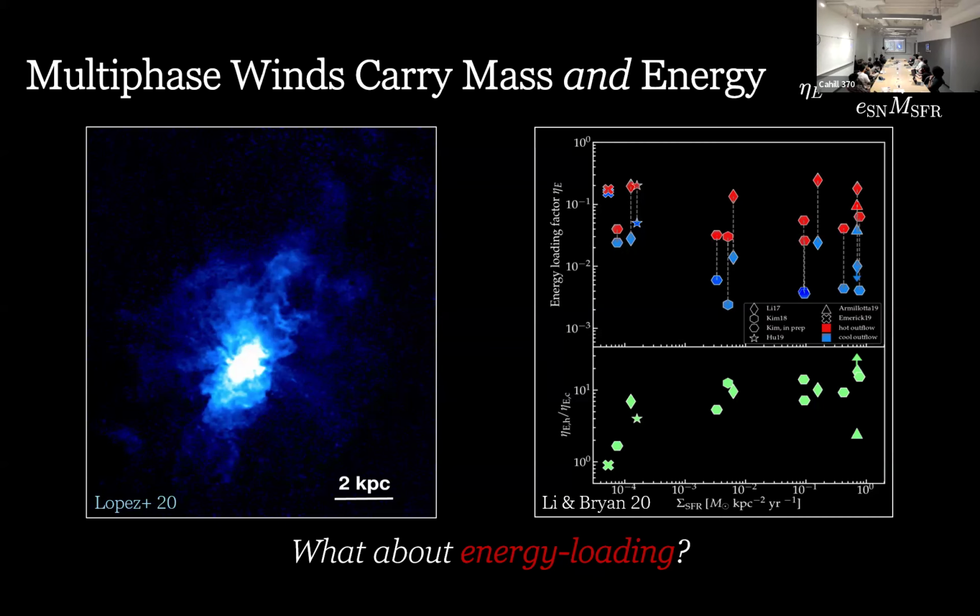And so they introduced a new quantity here, which is the energy loading, tracking the fraction of the energy injected by the supernova that's carried out in these hot winds. So this is just from a collection of these simulations or different estimates for η_E, both in the hot phase and in the cooler phases. And you know, it's dominated by this warm phase. And they find values of η_E around about 10 to 30% of the supernova energy.